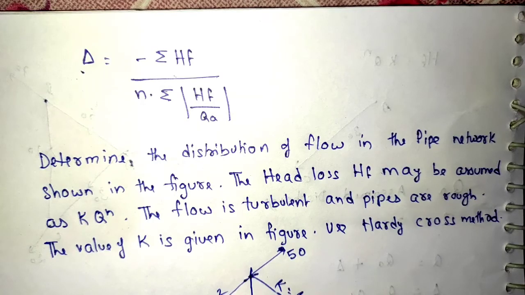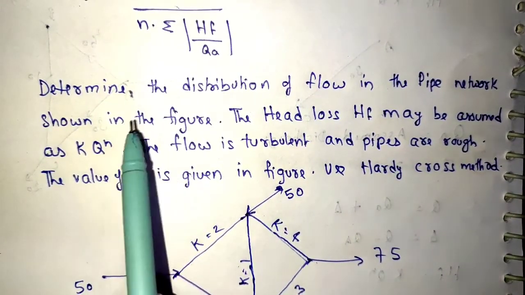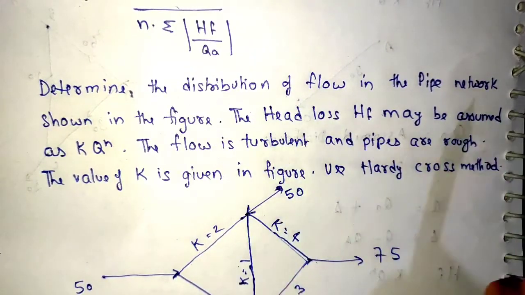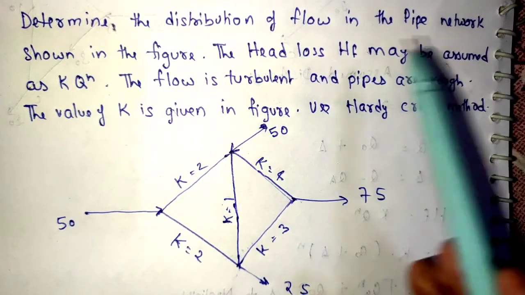As I said in my earlier video, in the next lecture we will discuss the Hardy-Cross method by solving a numerical problem. So here a numerical problem is given. You can read this numerical problem. We have to determine the distribution of flow in the pipe network as shown in this figure.